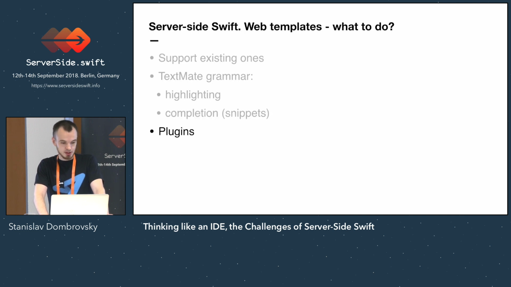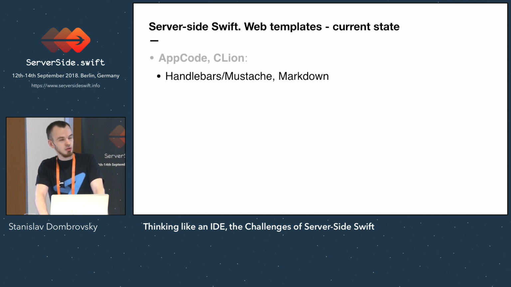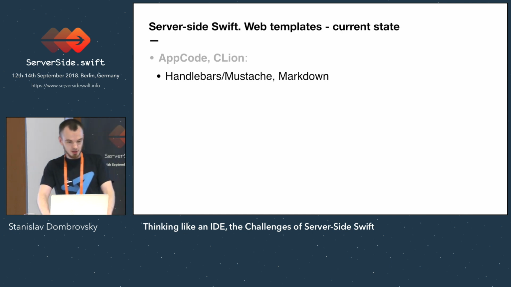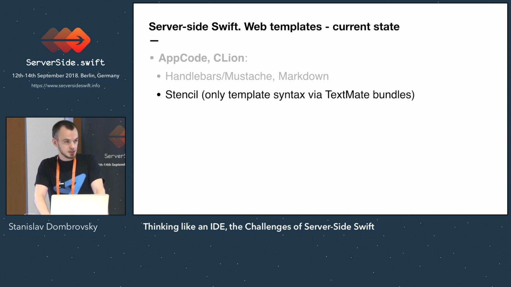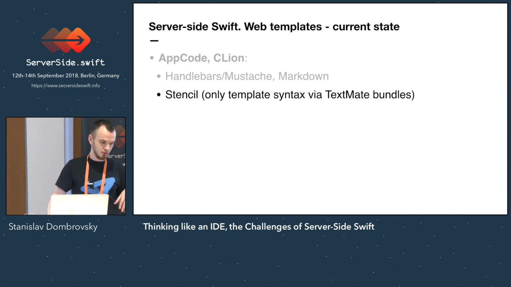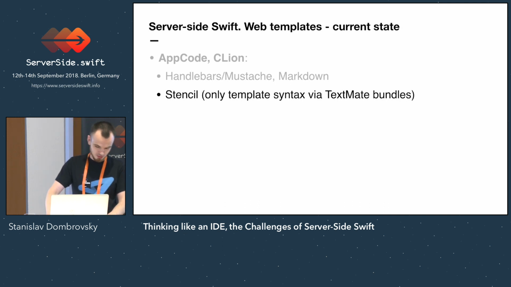Finally, the final step is make separate plugins if you want the maximum, but that's very difficult. The current state is good. In AppCode and CLion, we support Handlebars, Mustache, Markdown only in terms of the injected language, so we won't have a completion and highlighting for HTML. The same is true for Stencil, because we will have only highlighting for Stencil as an injected language, no code highlighting for the HTML, but that's just our limitation, and that should be improved.